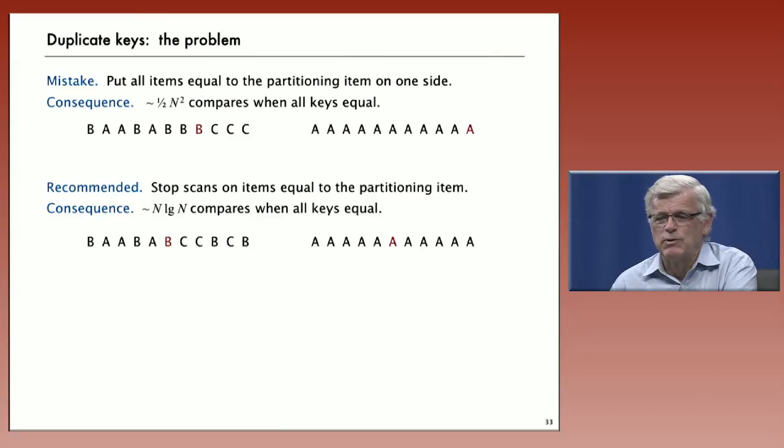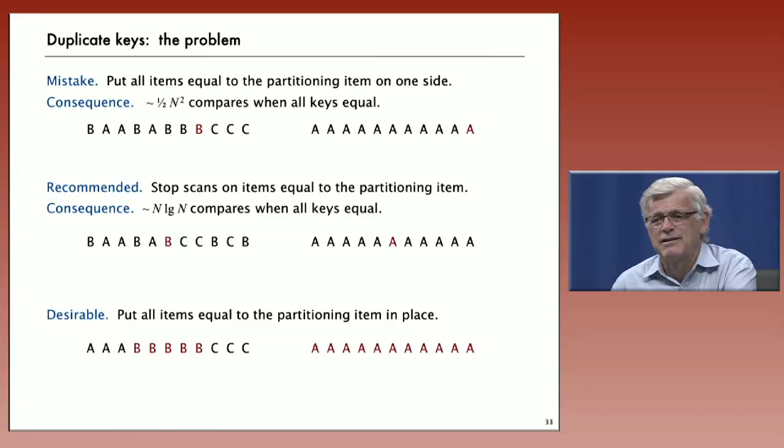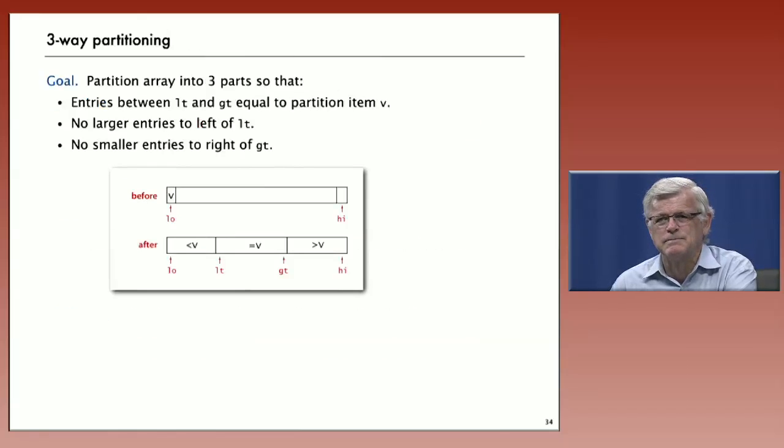In our implementation, we stop the partitioning scans on items equal to the partitioning item, and then in that case, when all the keys are equal, it's going to divide it exactly in the middle. And then in that case, you get n log n compares. But actually, when you think about it, why don't we just put all the items equal to the partitioning item in place? That's really a desirable way to look at it, and let's take a look at that option.